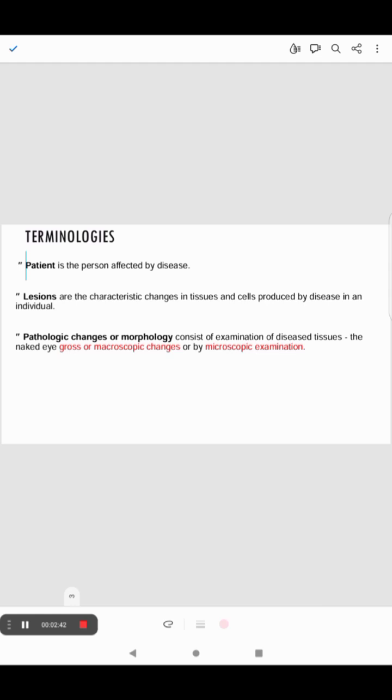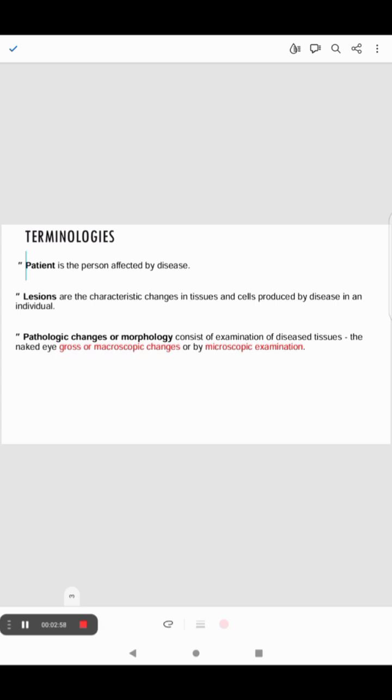For example, a patient is a chronic alcoholic. He will be drinking alcohol for many years, and his liver will be damaged. When such a patient dies and you see the liver, you can see nodules over the liver. These are all gross findings, macroscopic changes.